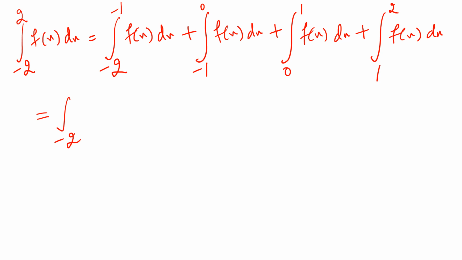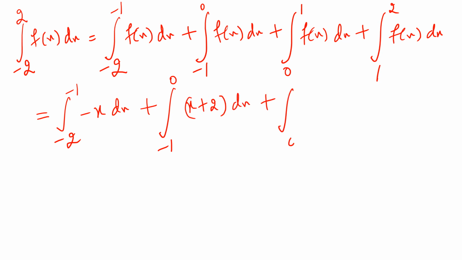From minus 2 to minus 1, the value of f of x is minus x. So just put the values of f of x in all these specified intervals. From minus 1 to 0, f of x is x plus 2. From 0 to 1, it is 3x plus 2. And from 1 to 2, it is x plus 4.